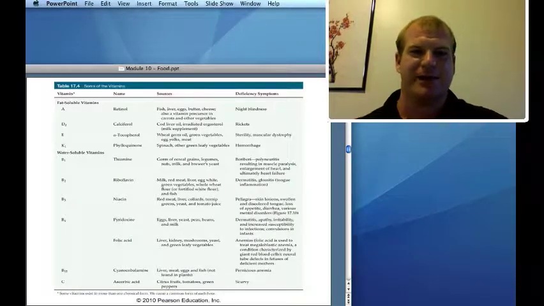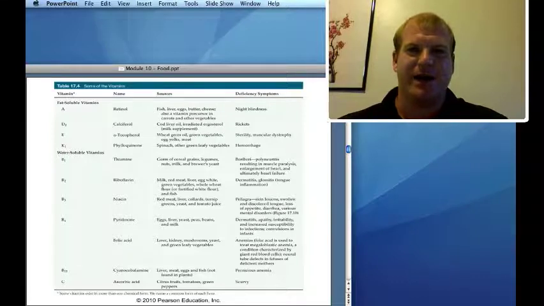So let's talk about the different types of vitamins. Let me first talk about the fat-soluble vitamins. Your body can store these, so these tend to be a little more dangerous. It's harder to have deficiencies with these because your body has a store of them, but at the same time, your body can get too many of these.